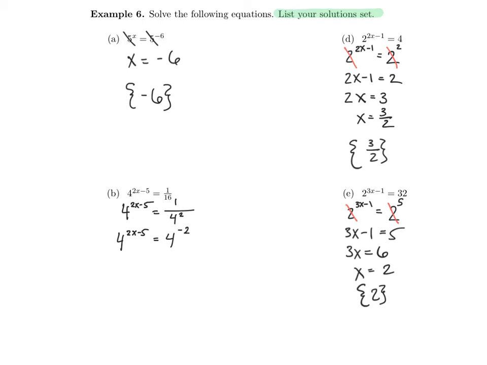So now that our bases are the same, we're going to cancel out the 4's and get 2x minus 5 is equal to negative 2 and solve from there. So we're going to add 5 to both sides. Get 2x is equal to 3. Divide both sides by 2 and we get x is equal to 3 halves. And don't forget to put that into a solution set.